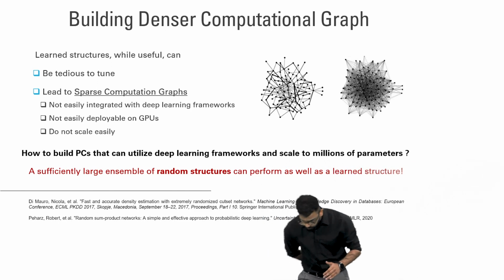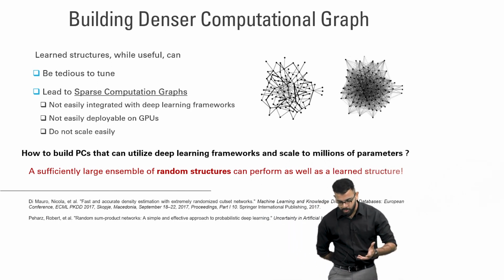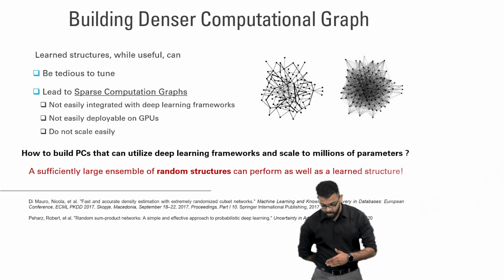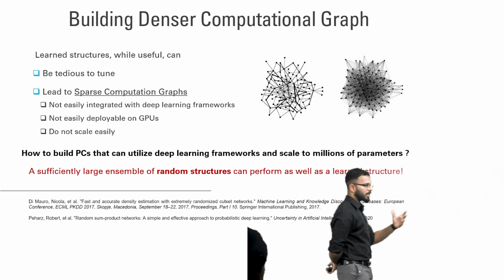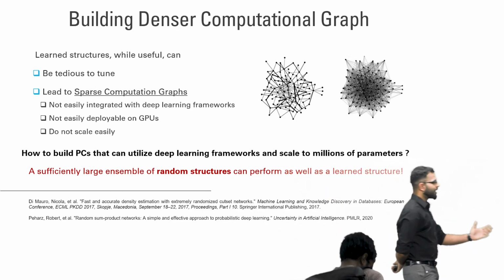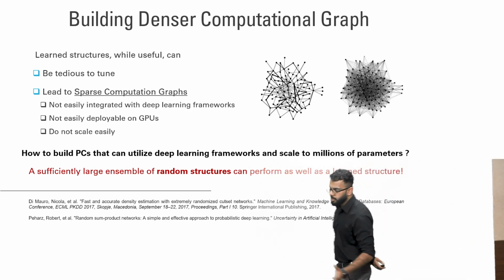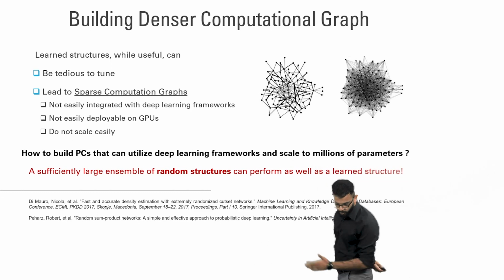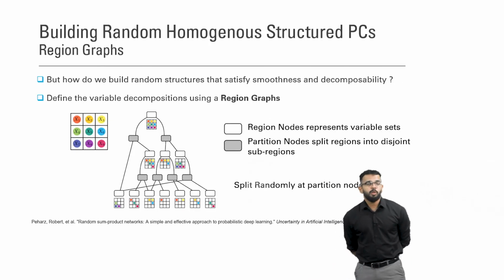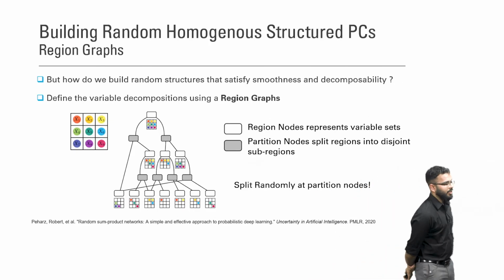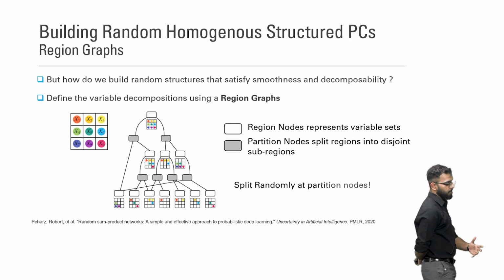Right? So the notion of having random structures was first explored in 2017 in the context of what are called cutset networks, but then they were made more deep and adapted to the class of smooth and decomposable circuits like we discussed yesterday in 2020. So how do you build these random structured tensorized probabilistic circuits?